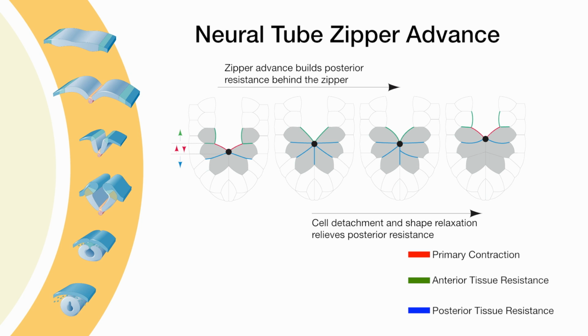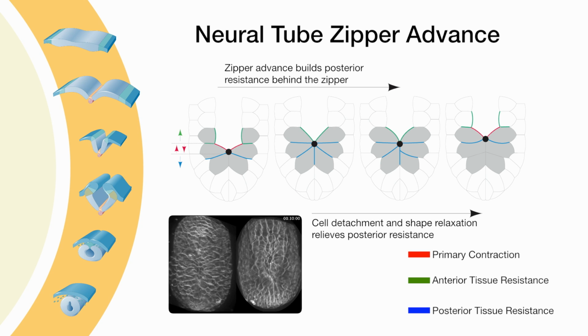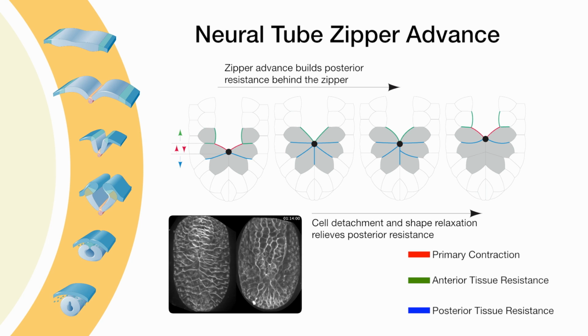Although equally critical to the anterior contraction to zipper advance is the reduction of posterior resistance. This is achieved by the subsequent release of the most posterior attachments. In support of this model, when the Munro lab exposed these tunicate embryos to a drug that inhibits myosin function, they failed to close their neural tubes.